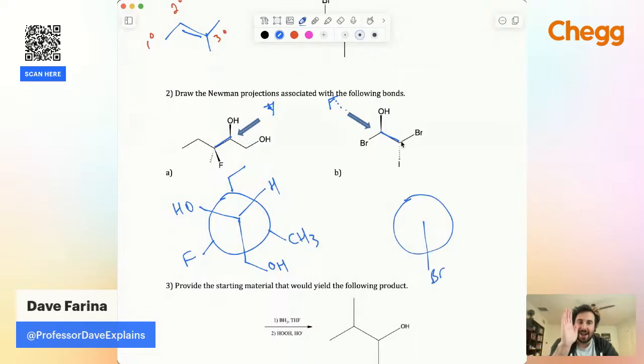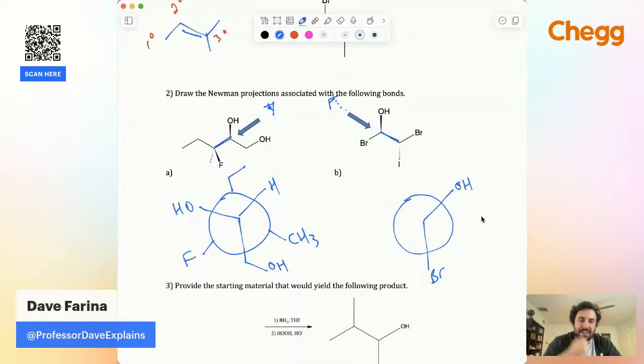And now, so this is very important. We definitely don't want to memorize wedge bond left, dash bond right, or something like that, because it depends on your perspective. So when we were on the right side of the molecule, the wedge bond is going to our left. But now that we're on the left side of the molecule, the wedge bond is going up and to the right. So it depends on your perspective.